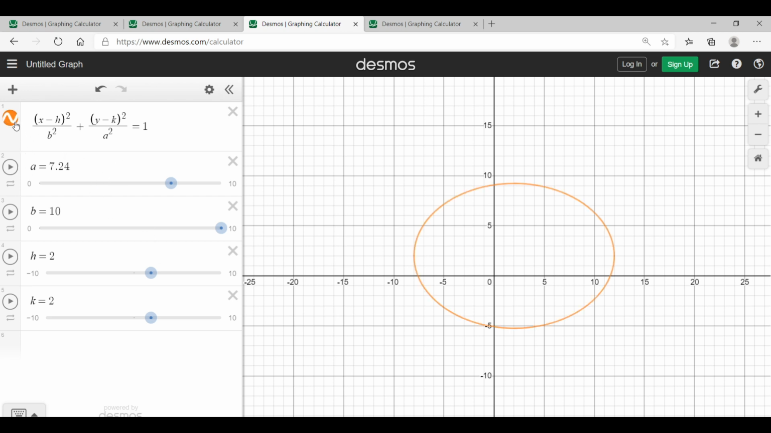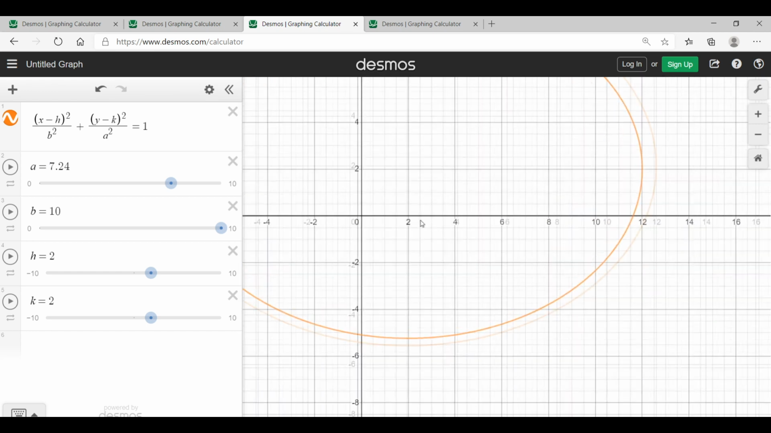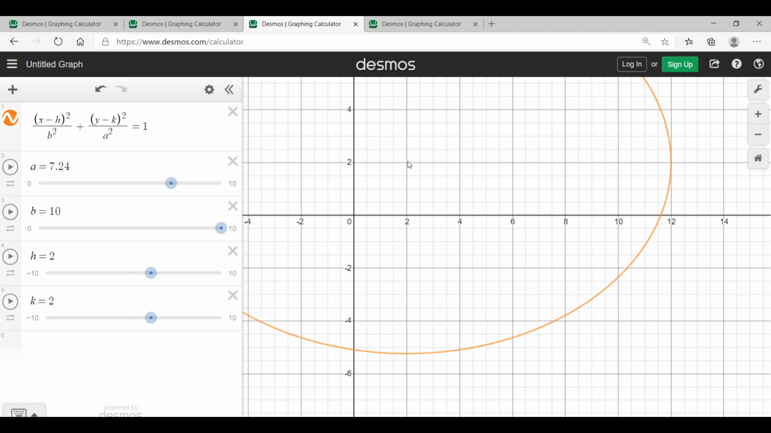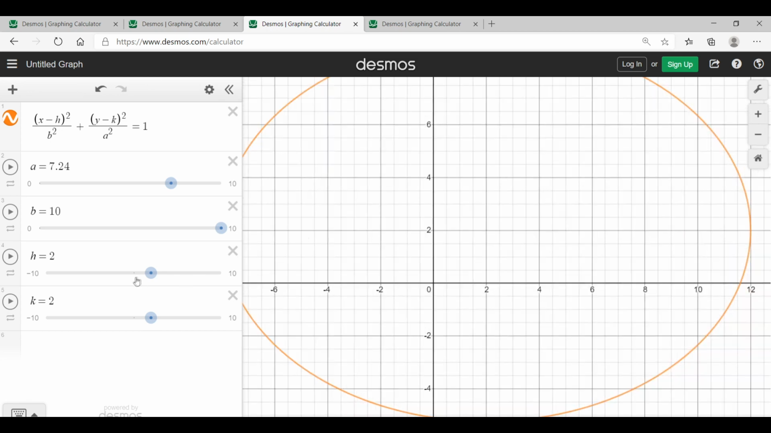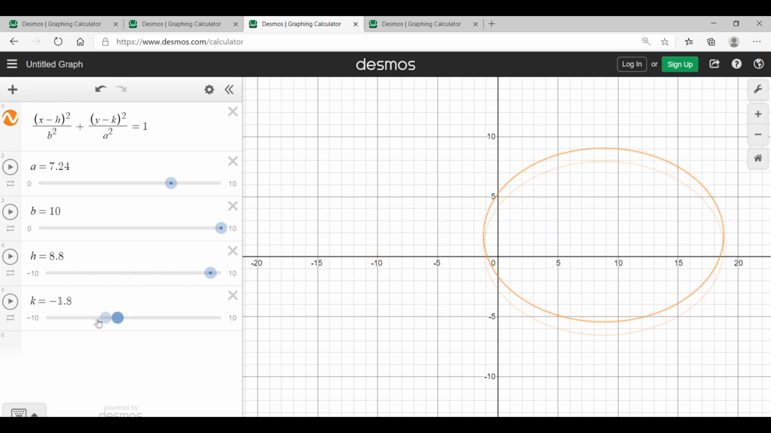Showing the graph is this one. This is our ellipse. The center is at (2, 2). So there's 2 and 2. If I change h, then the ellipse will be shifting right and left, because remember, h is the x-coordinate of the center. Now, if I change k, it is shifting up and down, because k is the y-coordinate of our center.